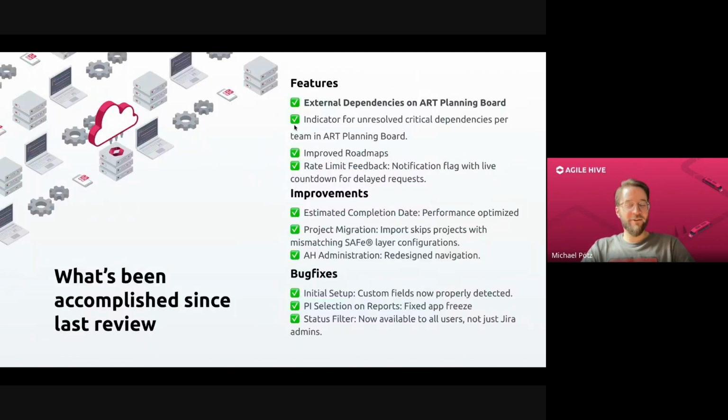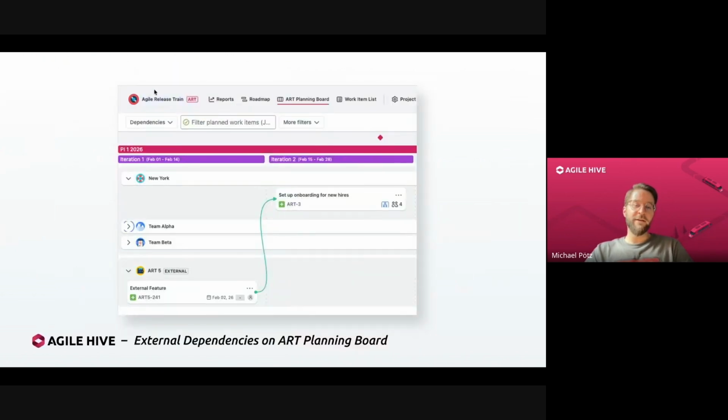I actually condensed this list down a little bit. There are, I think, 2 items missing that I think are not that important for a review here. But starting with the bigger ones, the features, as you can see here, we were able to release the external dependencies on the art planning board finally.